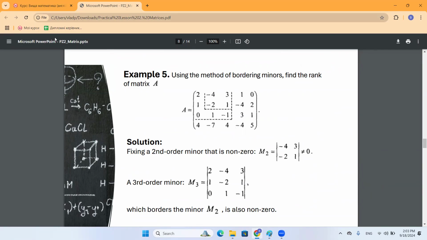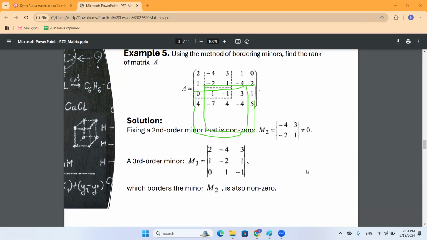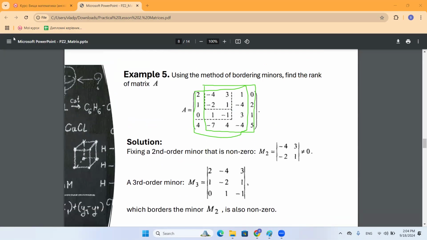So border it also. So either this minor or this. It must contain this minor of the second order. So both of them are equal to 0. It means that the rank of matrix A is 2. Or is 3. Sorry.